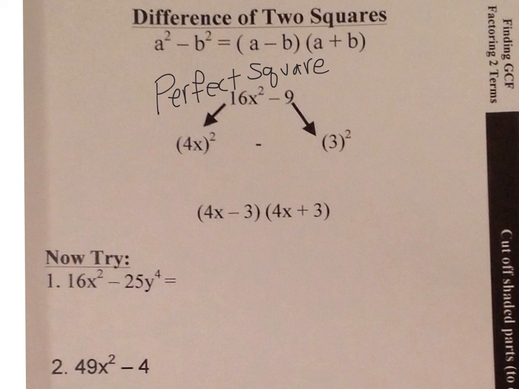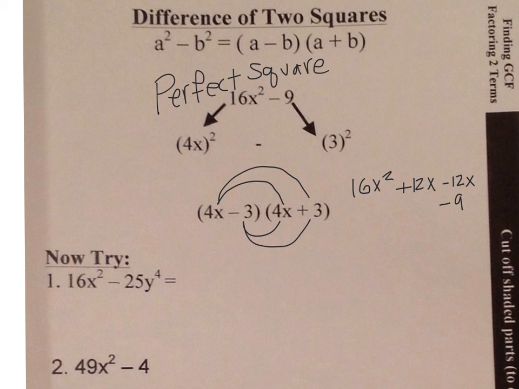Very simple and easy. Now, why does this work? Let's distribute or FOIL to see why this works. 4x times 4x, that's 16x to the power 2. 4x times 3, that's 12x. Negative 3 times 4x, that's negative 12x. And negative 3 times 3, that's negative 9. So do you see how the middle terms cancel out? Because one of them is negative and the other is positive. So you're only left with the binomial 16x squared minus 9, and that's why this works.